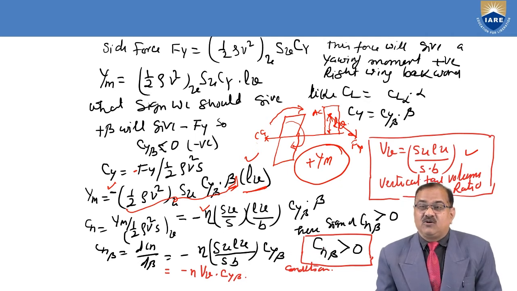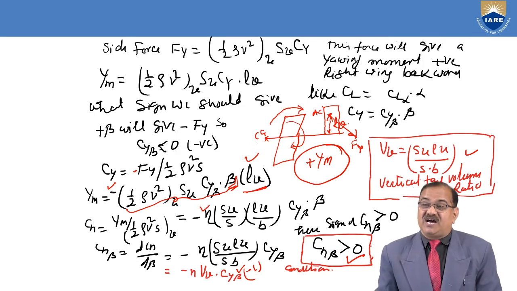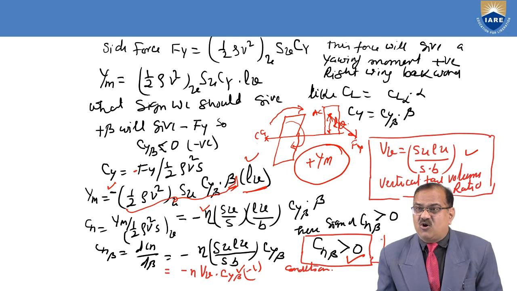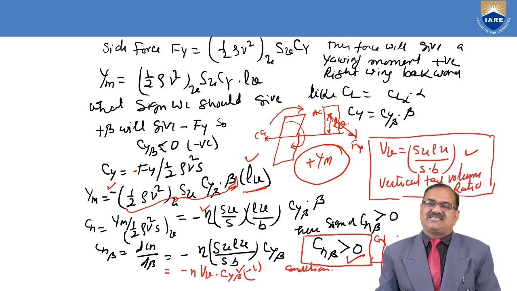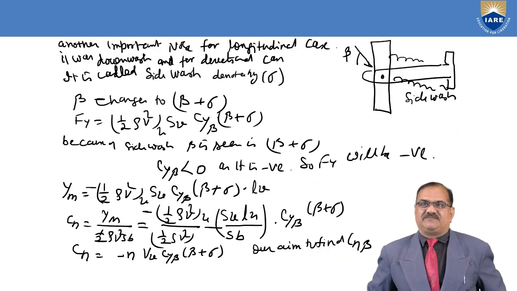So here you can see that Cn beta is negative. Okay, so here Cy beta is negative, so this negative into this negative, here the Cn beta will be positive. So Cn beta should be positive, or the slope of Cn versus beta should go like this. If it is going like this, it is correct and your aircraft is statically stable.